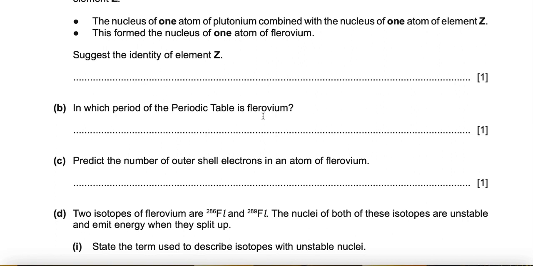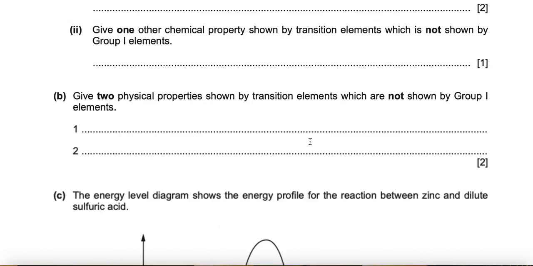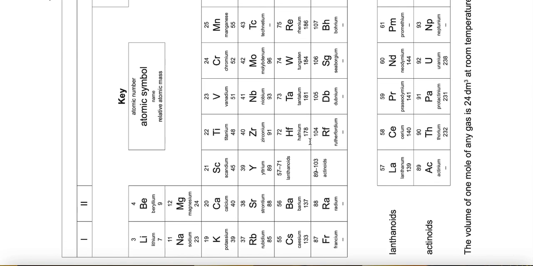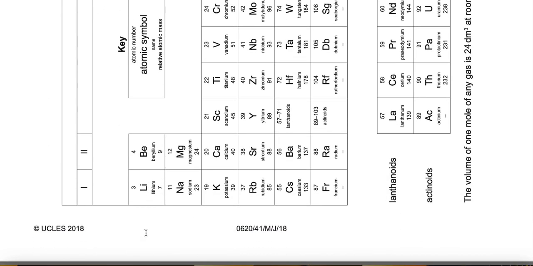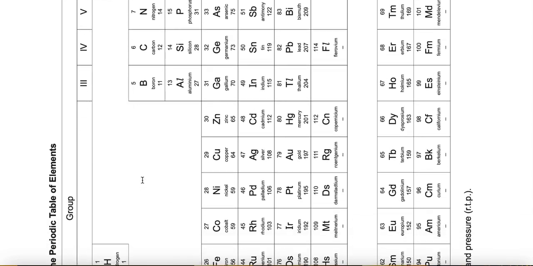Actually, this one you don't have to waste your time. Just open your periodic table and find flerovium. If we go to the end of this paper, I think there is a periodic table. See the periodic table. Period 1 is the one that has hydrogen and helium. This one is period 1.